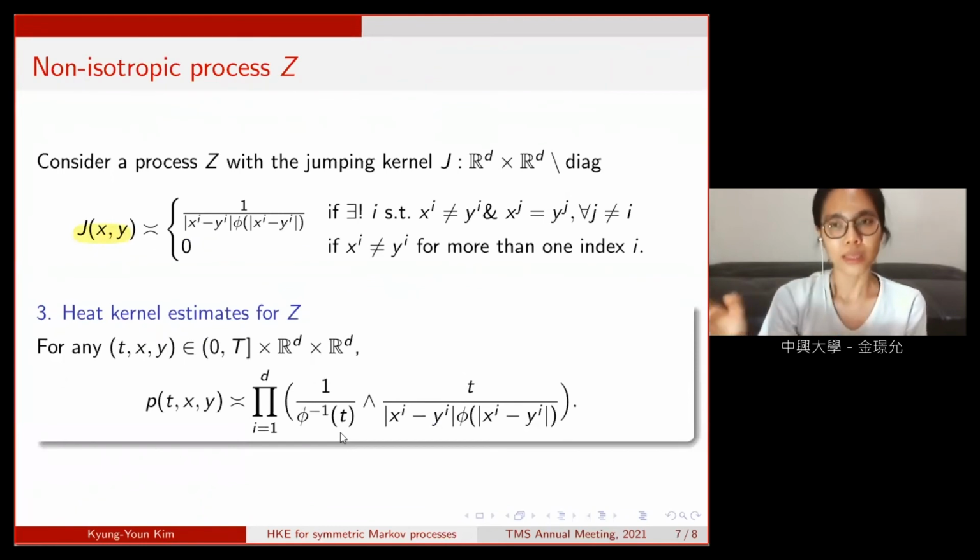So we can use this approach to get more complicated or generalized processes by putting some chi here, or a non-isotropic process plus a diffusion process together. And also we consider the usual heat kernel in a certain open set D.